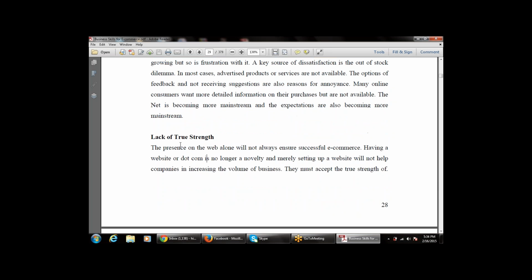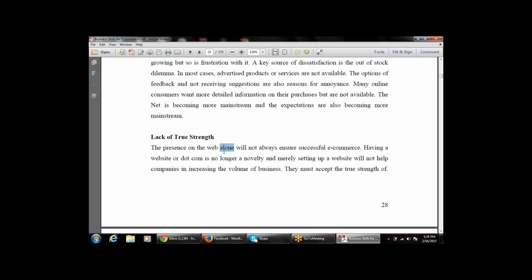Then the next limitation, a non-technical limitation, is lack of true strength. Whenever a transaction is done online, there is a shortage of the true strength that is available.